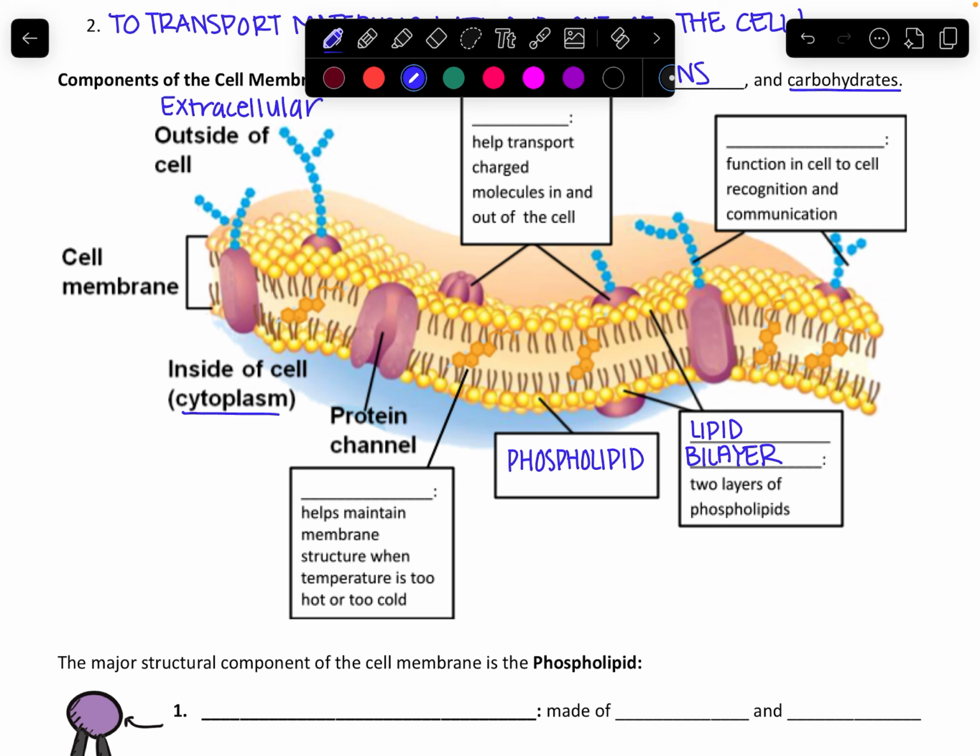Now, within that lipid bilayer, you guys do see these ring-like structures. That is our cholesterol. Remember, it is a steroid lipid. And it's going to help maintain our membrane structure if the temperature is too hot or too cold. So essentially, if the membrane gets a little too warm, it keeps it from being too fluid. If it gets too cold, it keeps it from being too rigid. We want an ideal, perfect amount of fluidity.